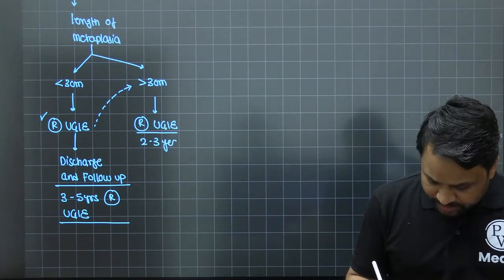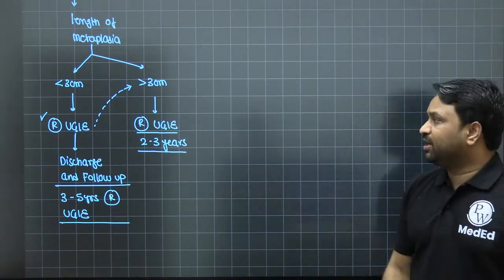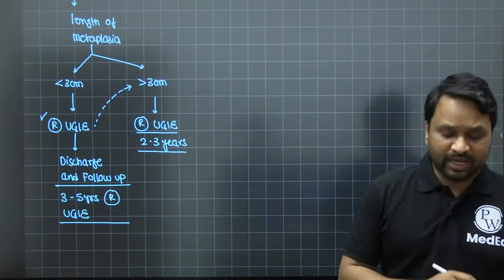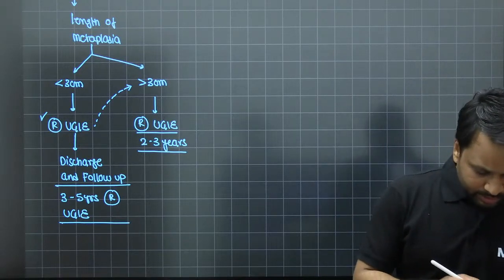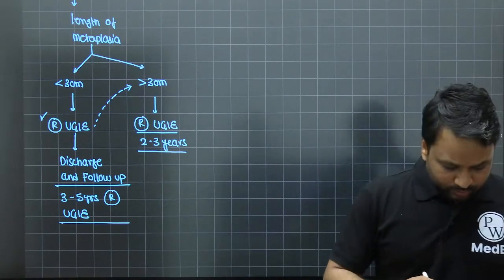So the frequency is changing. If it is less than 3, I will repeat in 3 to 5 years. If it is more than 3, I will repeat in 2 to 3 years. I will repeat in 2 to 3 years if there is no dysplasia that we have agreed upon, right?